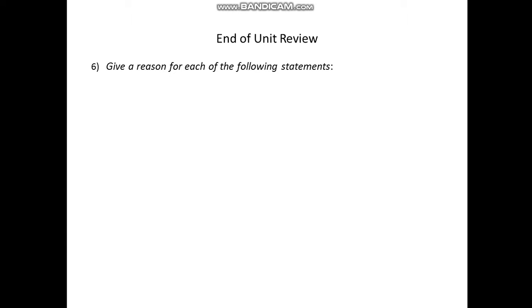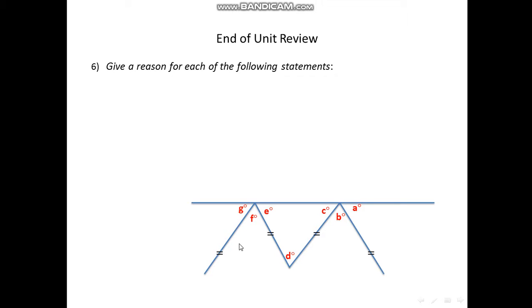Number 6 says, give the reason of each of the following statements for this drawing here. So, A is equal to E. Where is A? This is A. And where is E? This is E. Okay. Now this is parallel to this one, and this line is parallel to this one. And this is the line. They are on the same side of the intersection.